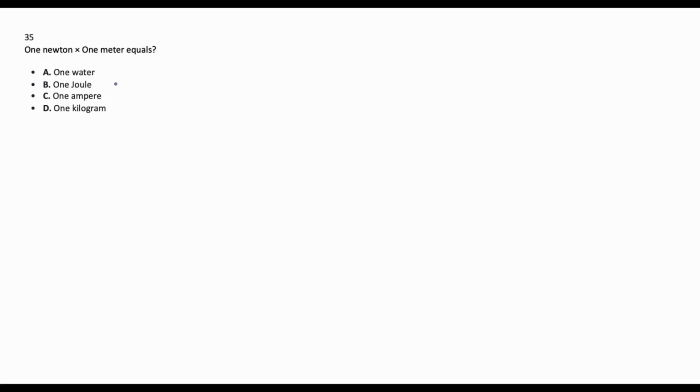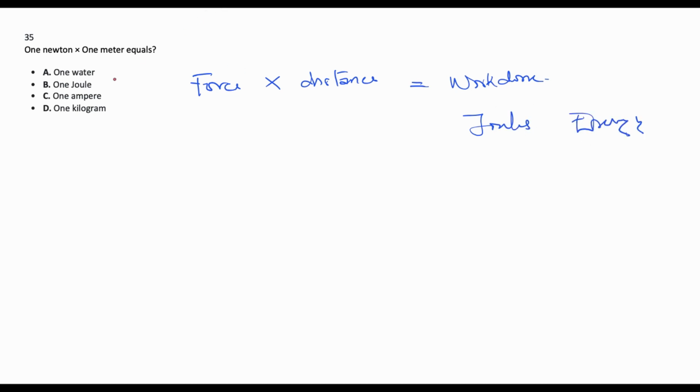Question 35 says 1 Newton times 1 meter equals what? What is a Newton? Newton is the unit for force. And we have meter, which is the unit for distance. So we know that force times distance is equal to work done. And the unit of work done is joules. This is also energy. So our answer in this case is equal to 1 joule, B.